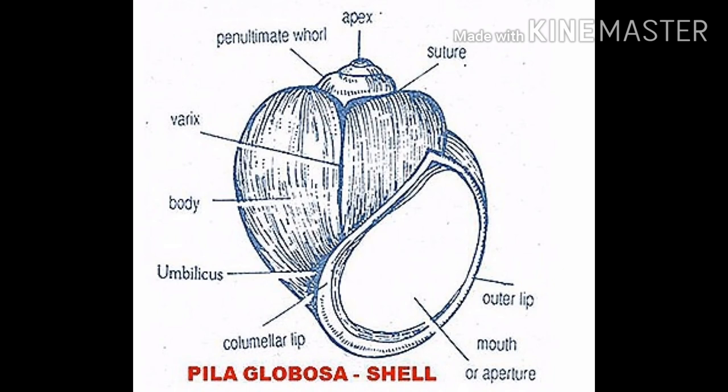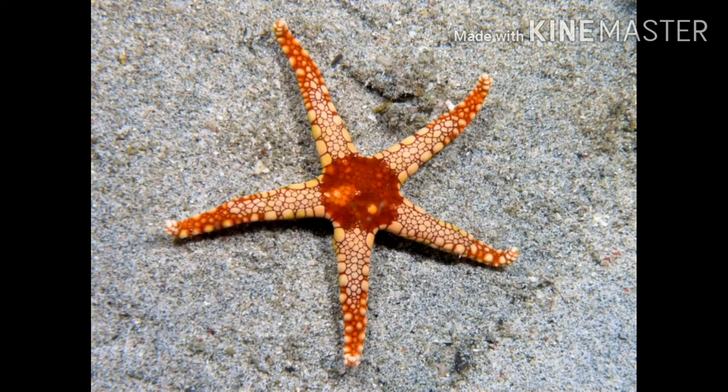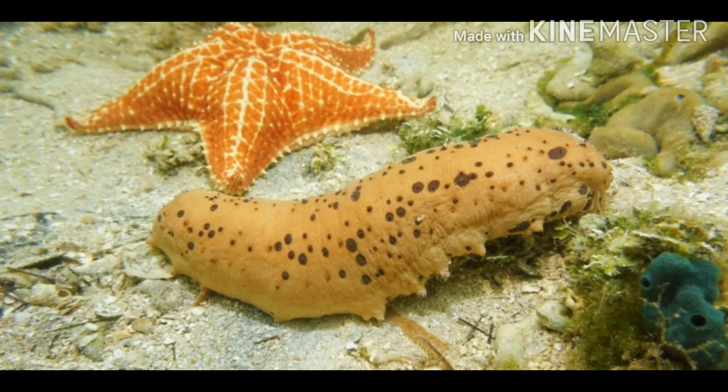Let us learn the characteristics of echinodermata. As calcareous spines are present on the body of these animals, they are called echinoderms. Mostly they are found in the ocean. The body is triploblastic, eucoelomate and radially symmetrical. They perform locomotion with the help of tube feet. Mostly they are unisexual, and the examples are starfish, sea urchin, brittle star, sea cucumber and so many.